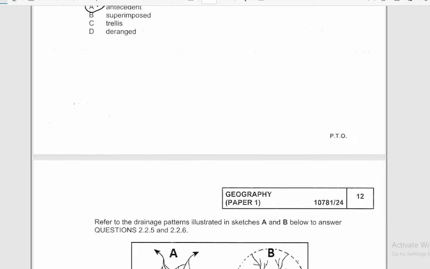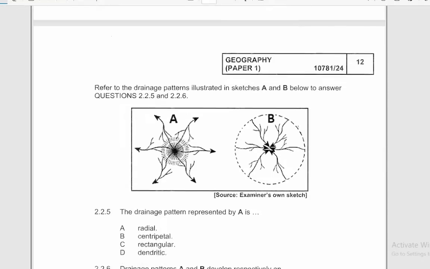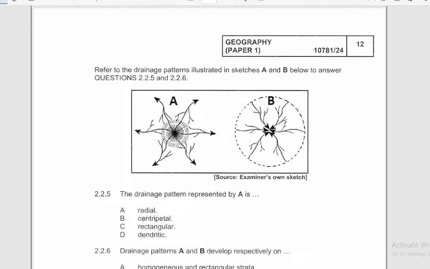Right, number 225, based on those two, the drainage pattern represented by A is the difference between A and B. I think you can see these streams are originating from a focal high-lying point, radiating in different directions, and these ones are starting from the surrounding high-lying area and feeding into the low-lying focal point, which lies in the center of the area. So that's the difference between these two. This is radial, this is central pattern.